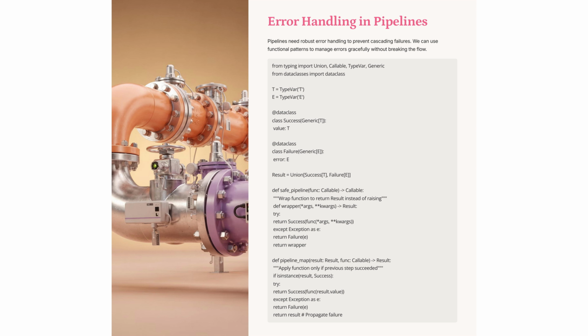Error handling in pipelines is crucial to prevent cascading failures. Using functional patterns, we manage errors gracefully. The safe pipeline decorator wraps functions to return a result type, ensuring errors are captured as failure objects. The pipeline map function applies transformations only if the previous step succeeded, maintaining a clean and robust pipeline flow.